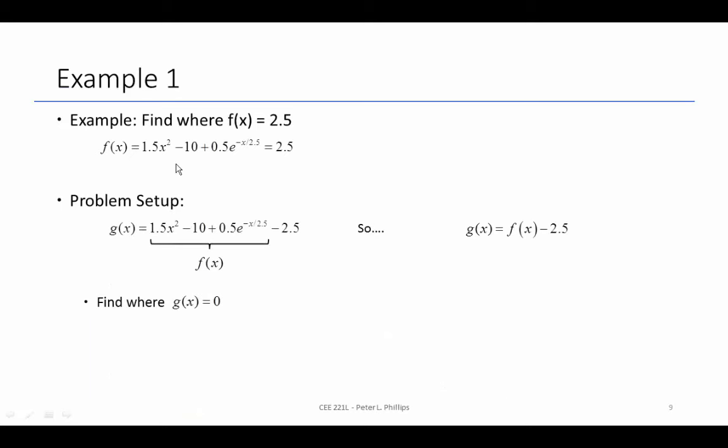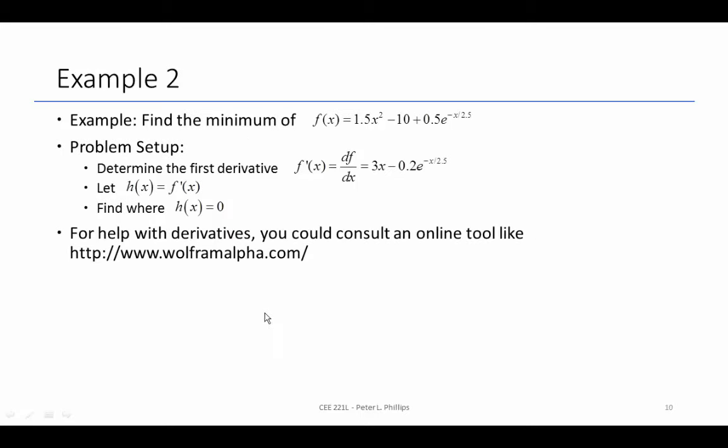So a few examples here. If we want to find where f of x is equal to 2.5, we have f of x and we want to set it equal to 2.5. All we need to do is move the 2.5 to the left-hand side, and we end up with this new equation. And what we want to do is figure out where g of x is equal to 0. So we'll use our root solving technique to solve for that particular set of roots.